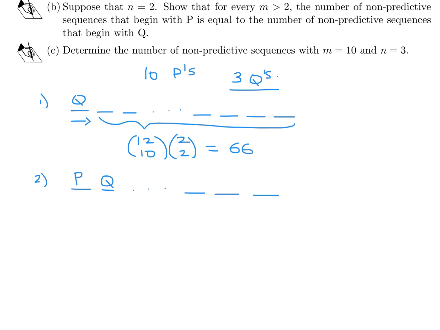Now, if you have this kind of scenario where you have PQ, then what we have remaining is these guys, and there's 13 in total letters, so we've already placed 2, so we have 11 more. And those 11, we have to place 9 P's and 2 Q's, I believe, right? So that means we're going to have a situation where 11 choose 9, and then 2 choose 2 for the Q's. And 11 choose 9 times 2 choose 2 is 55.